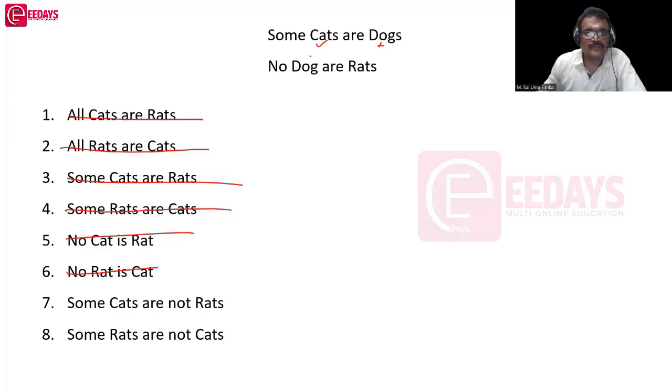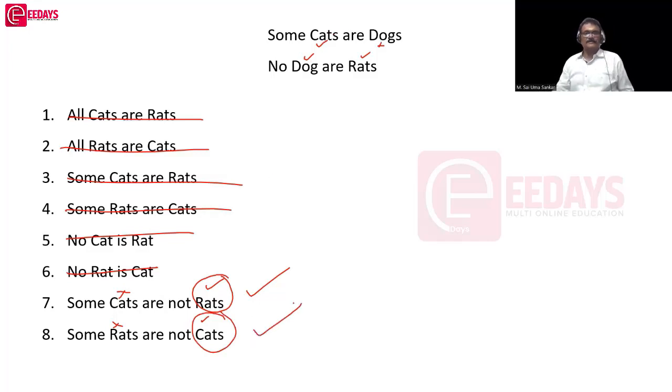Cats, dogs, dogs, rats. Here, middle term is distributed. Rats is distributed in the conclusion, in the statements as well. So, this is a valid conclusion. Here, rats is distributed in the conclusion and statement as well. So, this is a valid conclusion. So, if one of the statement is particular and the statement is negative, the conclusion must be particular negative.